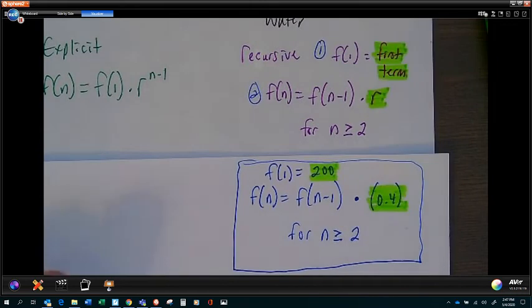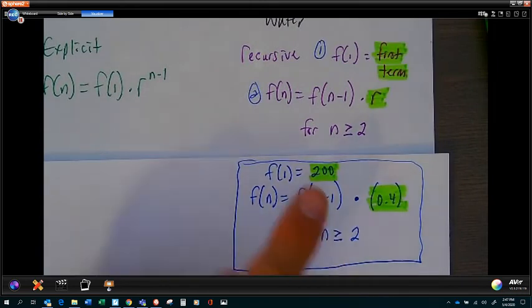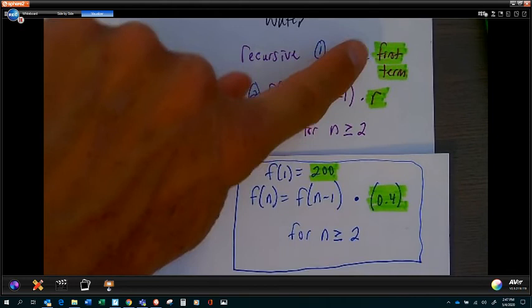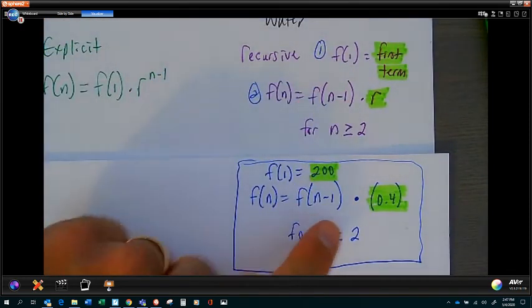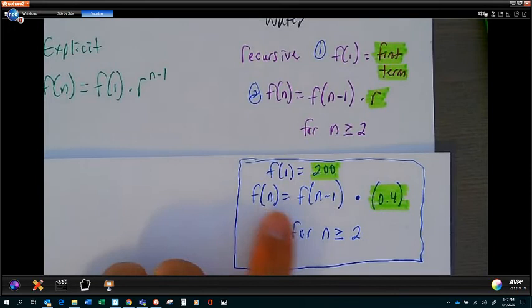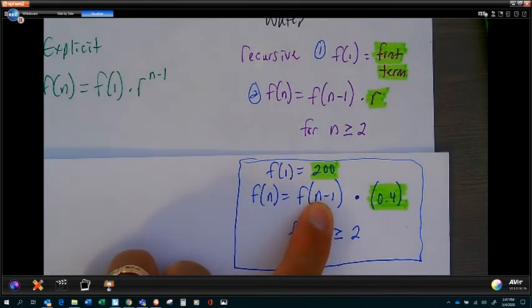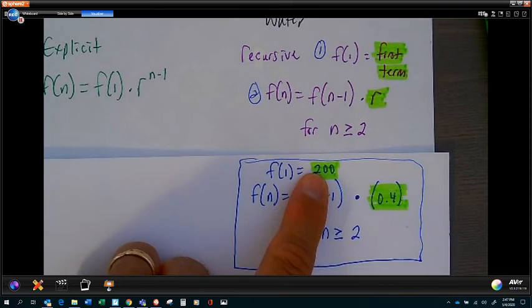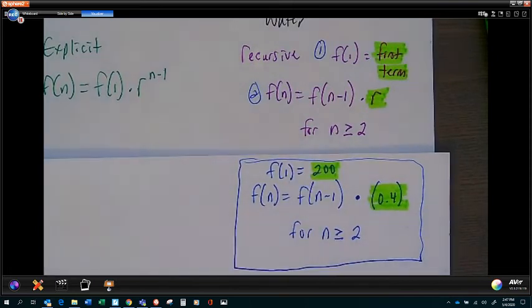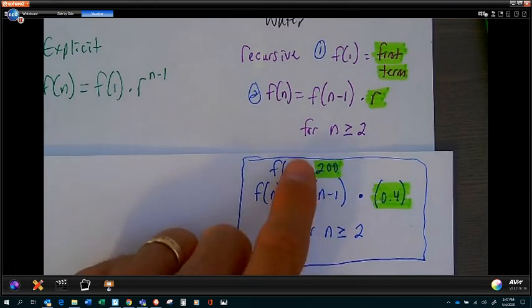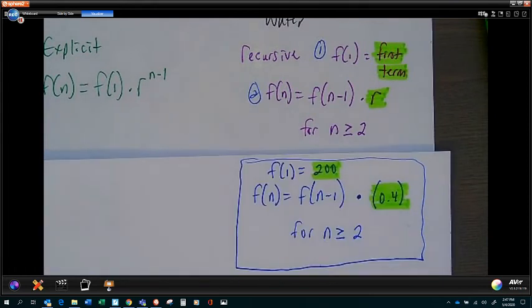Before we get into the explicit formula, I just want you to notice something about the recursive formula. The green parts, the highlighted green parts, are the only things you substitute into the formula. Everything else stays the same. You don't mess with this n minus 1. You don't mess with this. You just write in what the first term is, what the common ratio is. That's it. It looks exactly like the formula, except you're replacing it with those two numbers.